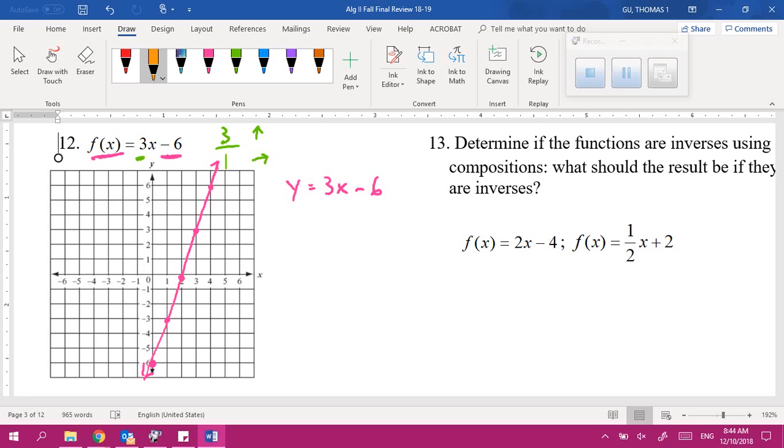I think you're talking about the next problem. But right here, we just switch x and y. So instead of writing y equals 3x minus 6, I'm going to write x equals 3y minus 6. I literally switch where the x and the y were. Then, from here, I need to solve for y. I got to get y by itself.